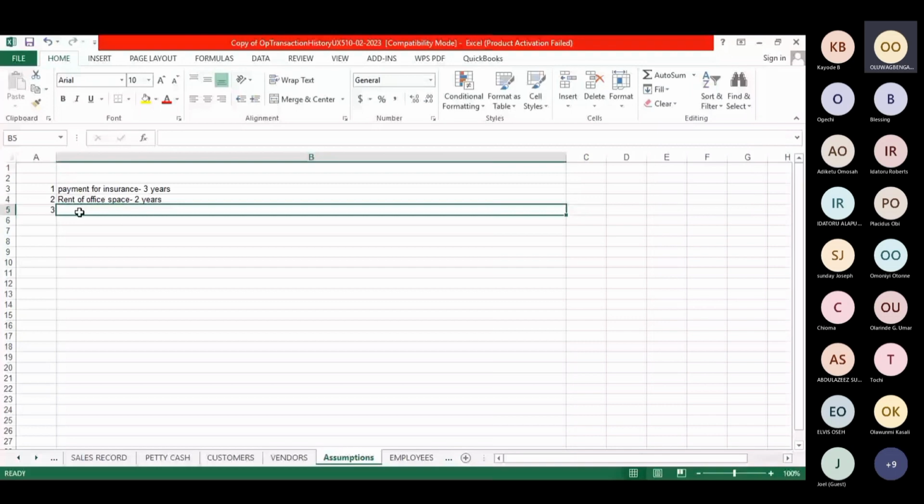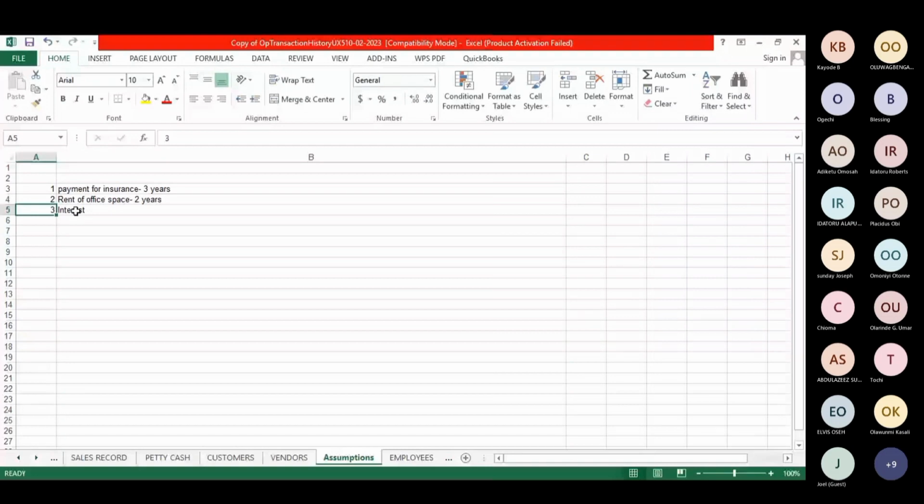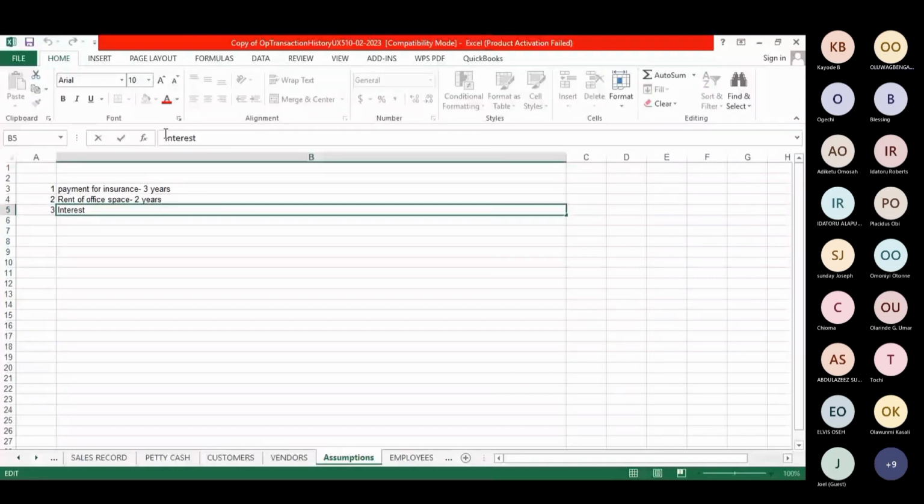So I will assume that the monthly interest on the loan is, let's say, 5 million, or let's say 8 million.